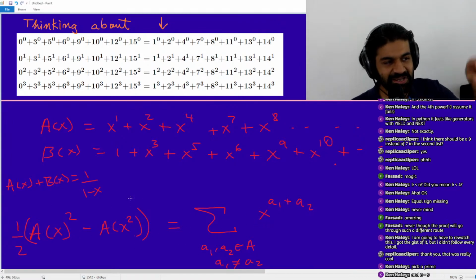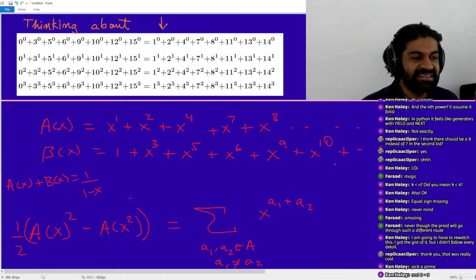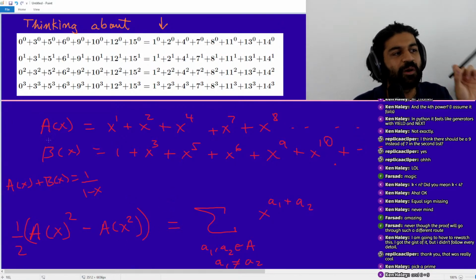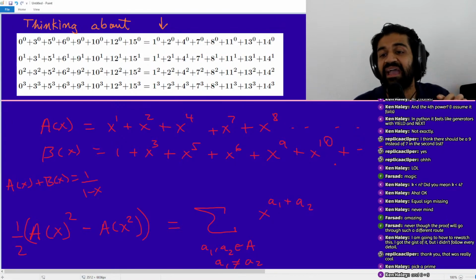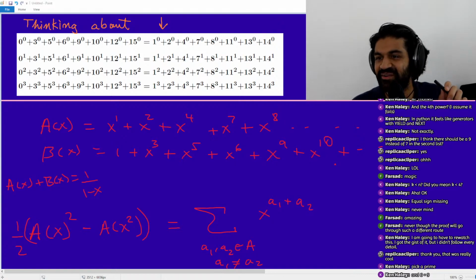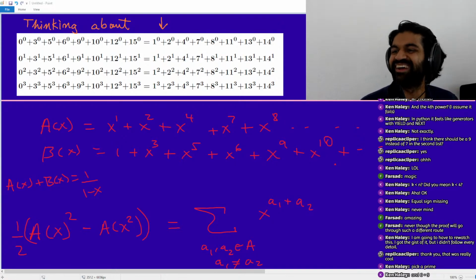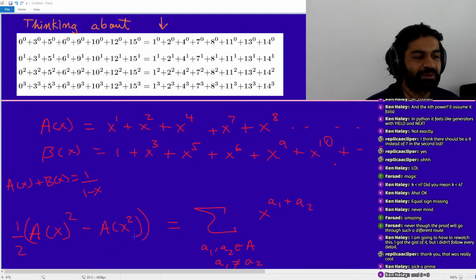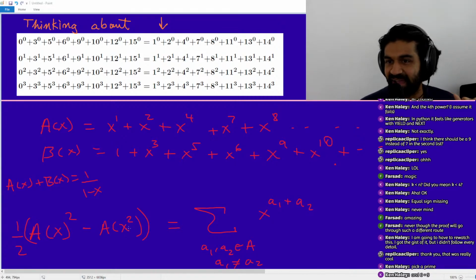So this is the generating function that is describing everything that can be written as a pairwise sum from A. Let me know if that makes sense or no sense whatsoever. So this generating function is describing everything that can be written as a pairwise sum from A. Agreed?